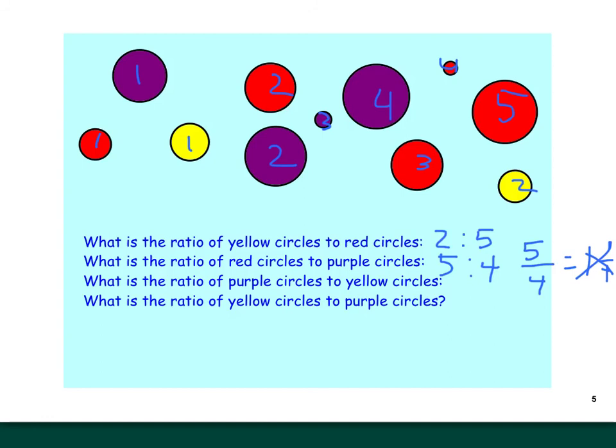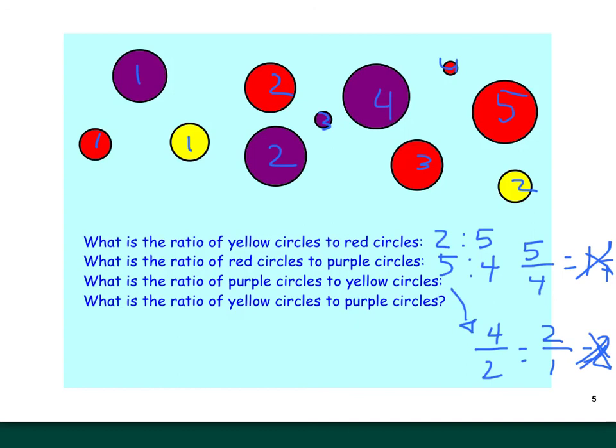For letter C, it tells me the ratio of purple circles to yellow circles. Well, I had 4 purple circles, I'm just going to draw an arrow, and I had 2 yellow circles, so 4 to 2. Again, even though if I reduce this, I have 2 to 1 as my ratio. If I divide the numerator and denominator both by 2, I know that it's true to say that that equals 2. I'm not going to put it in that form, though, because I need to have 2 numbers to show a ratio, the ratio of 2 to 1 there.